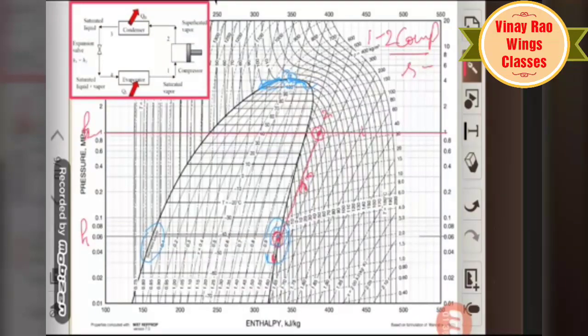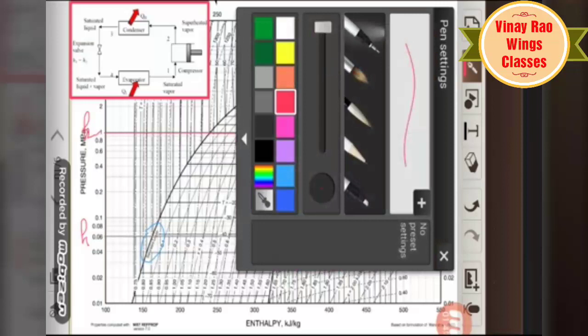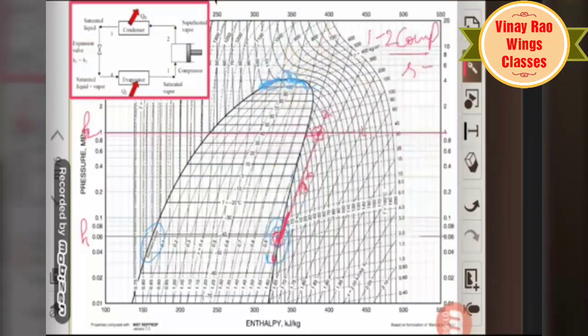After this, point number 2 to 3. At point number 3 there is saturated liquid, following from point number 2 to point number 3. I am using a slightly darker line for this process to explain it easily. So this is point 1 to 2, the isentropic line. After this, 2 to 3 is a constant pressure heat removal process.